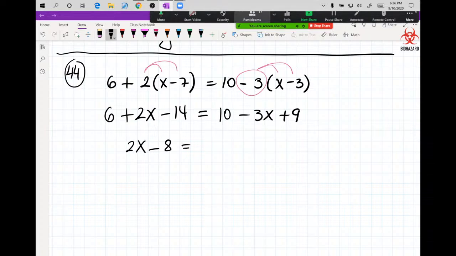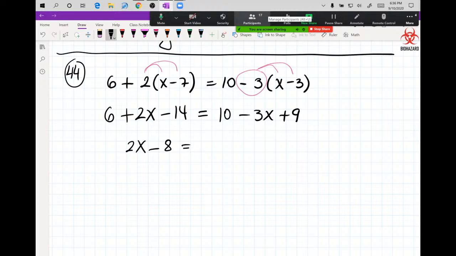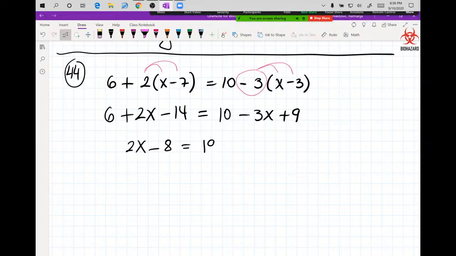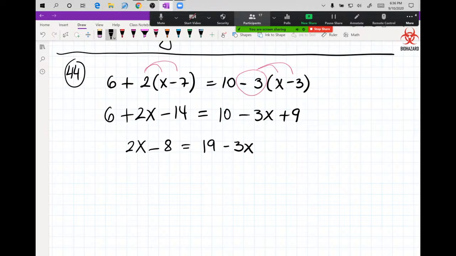All right, on the other side, we have 10 plus 9, 19 minus 3x. Because 10 and 9 are the same type, right? They're both numbers, they're like terms. So we can say 10 plus 9 is 19.